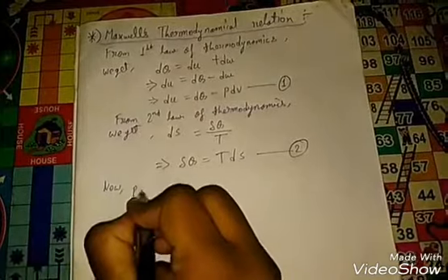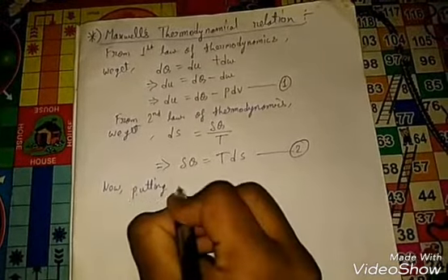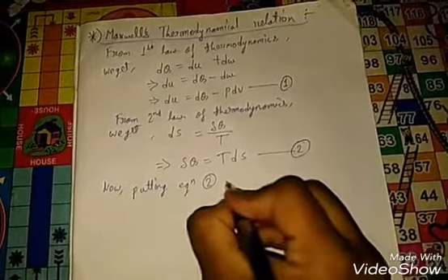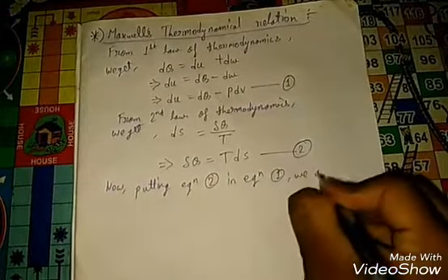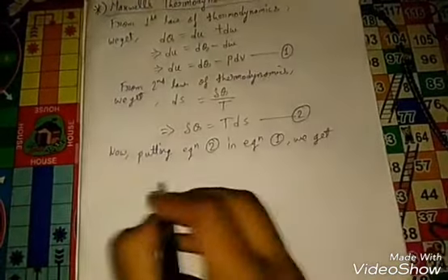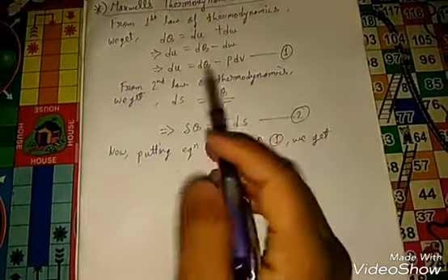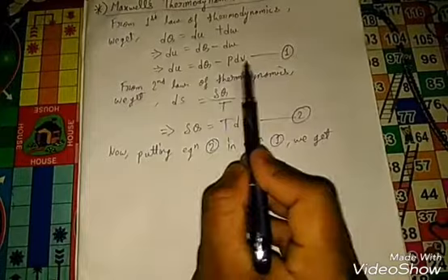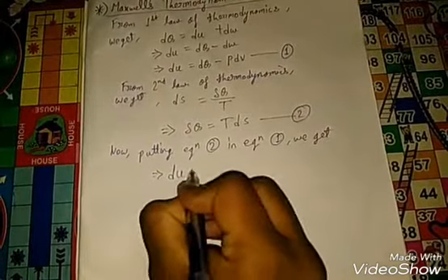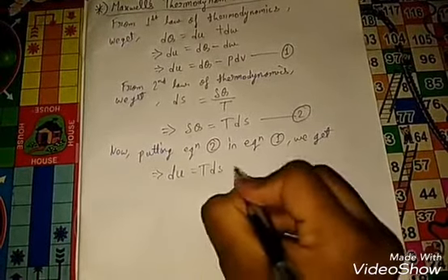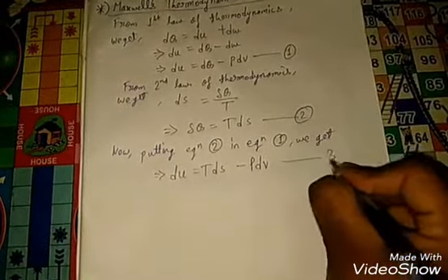Now putting equation 2 in equation 1, we get, our equation 1 was du is equal to dq minus pdv. So in place of dq we use this differential of q, that is tds. Hence we get du is equal to tds minus pdv, and we give the name of this equation as number 3.